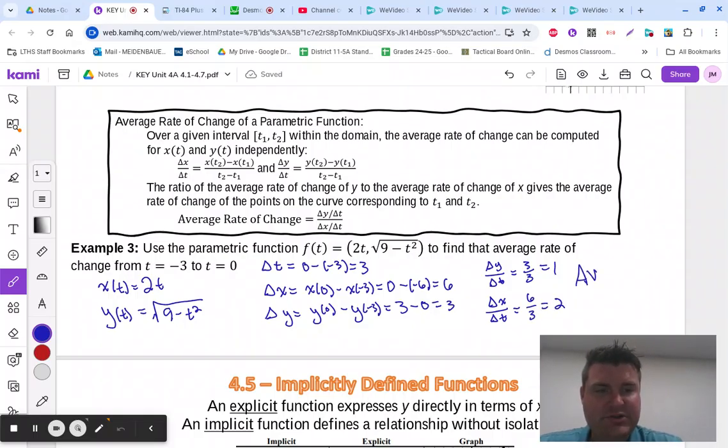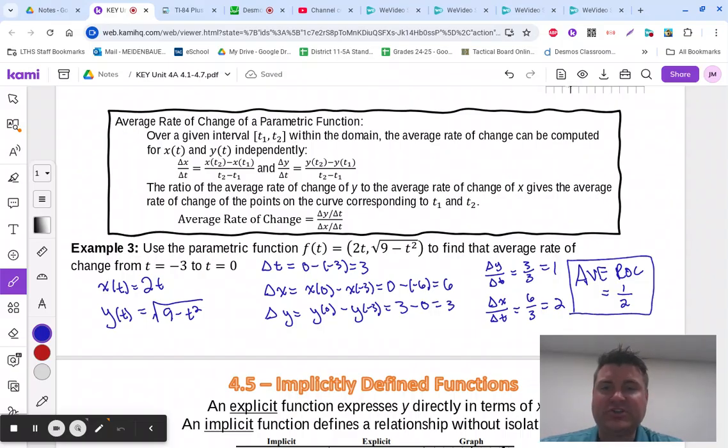So my average ROC is equal to change in y over change in t, which is 1, all over change in x over change in t, which is 2. There we go. The change in t part is a little redundant because they are the same thing, but there you go. Average rate of change for the x's, average change for the y's. y's over x's. There you go, 1/2.